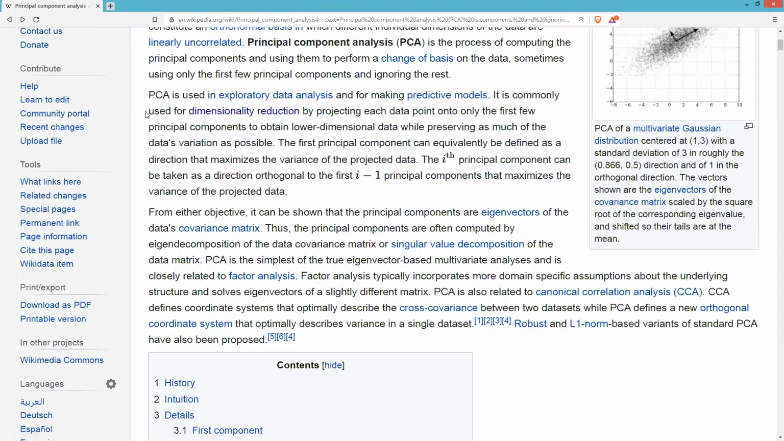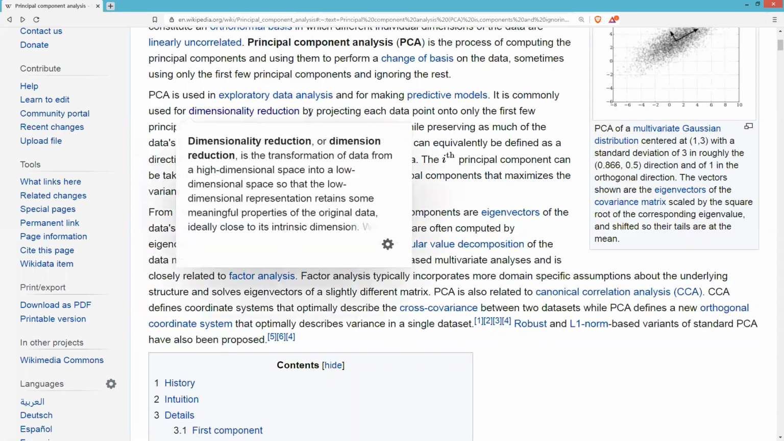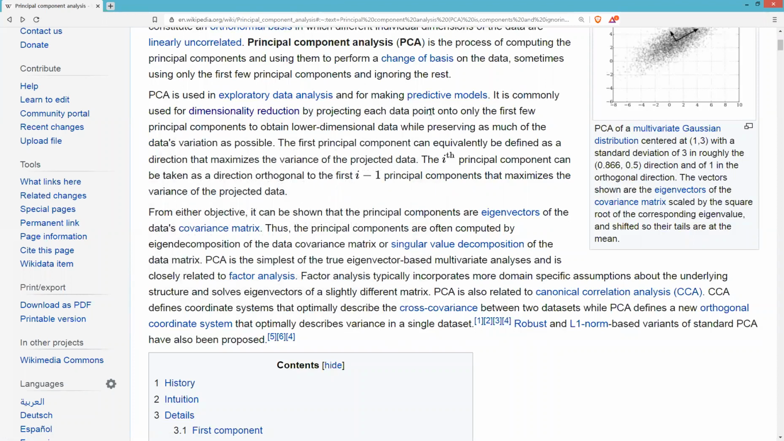PCA is commonly used for dimensionality reduction by projecting each data point onto only the first few principal components. So projecting each data point onto a new axis. Here, you can regard the principal components as axes to represent the data. And those principal components are orthogonal to each other, to obtain low dimensional data while preserving as much data variation as possible.